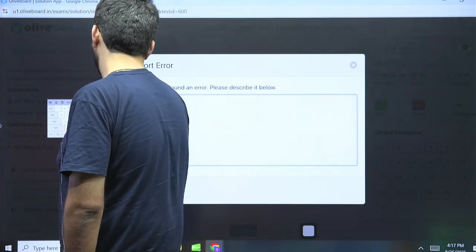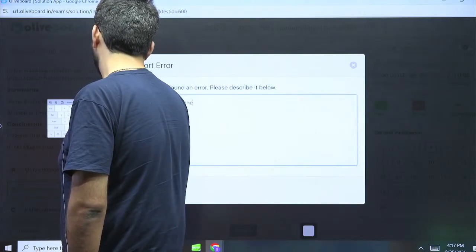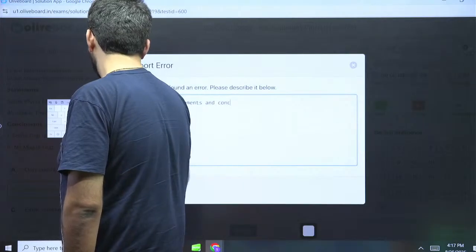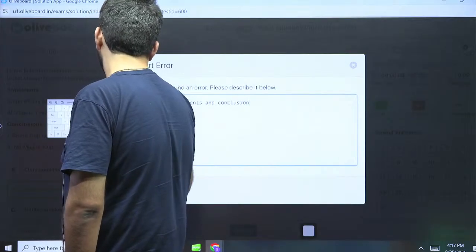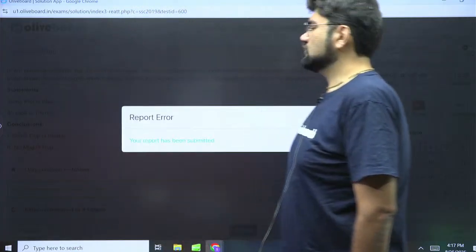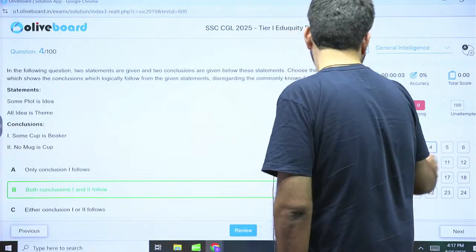Mismatch in statements and conclusions. If at all you come across something like this, just mention it here. Okay. Respectfully report your errors. It's very useful for the content team also. Next question.